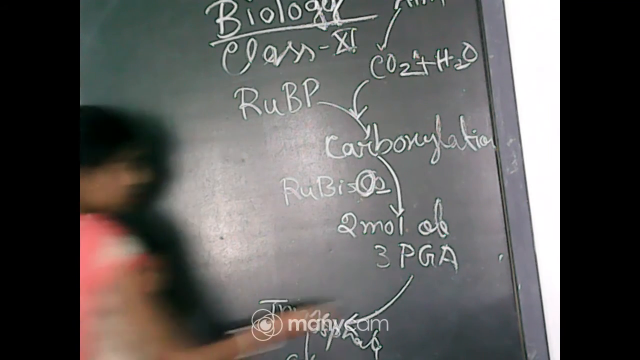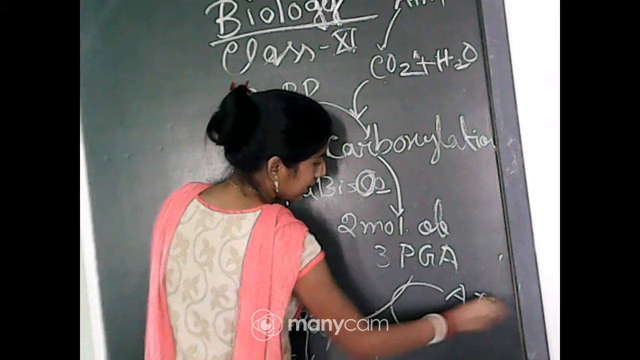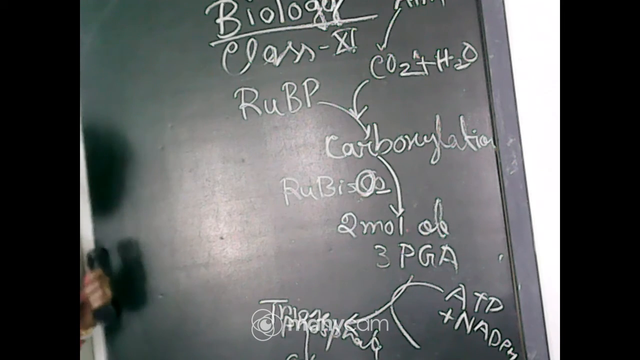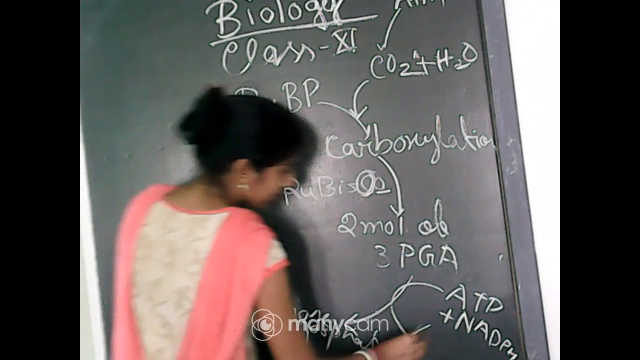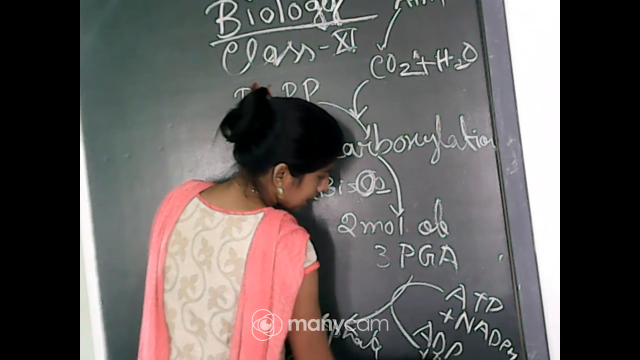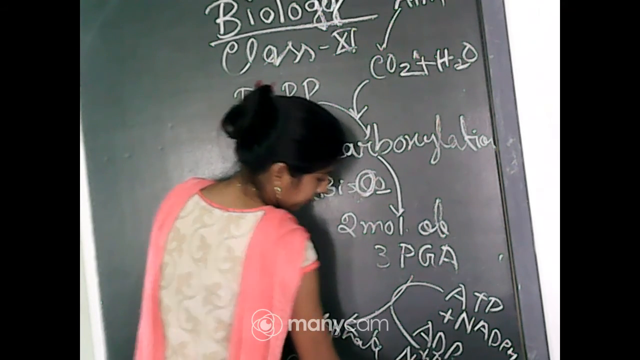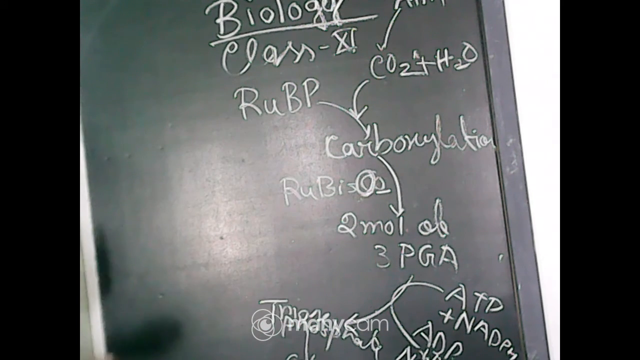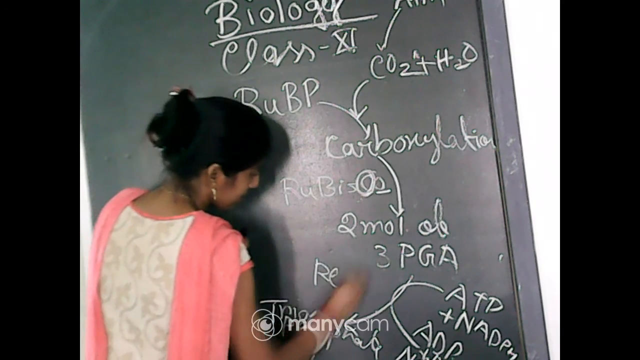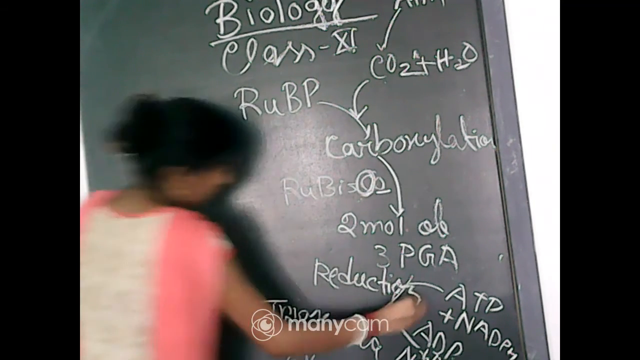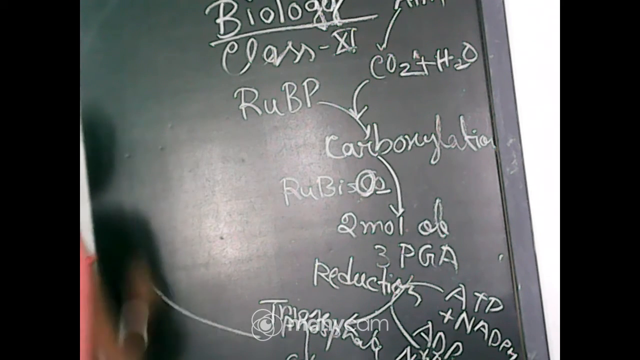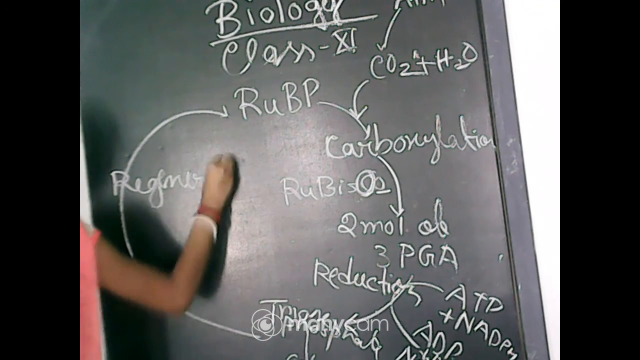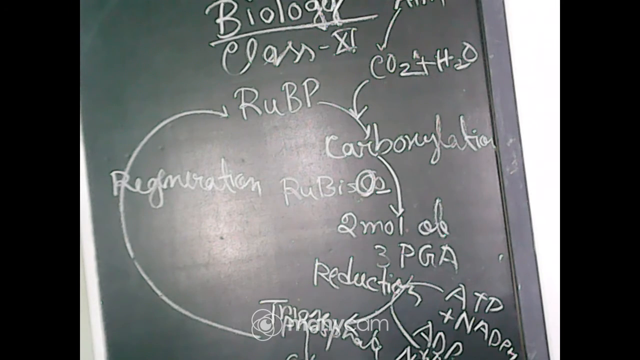Okay, and in this particular step what will be required? ATP plus NADPH for the phosphorylation, and what will we get on that side? ADP plus Pi and NADP+, right? So this step is called reduction, and ultimately what will happen? Regeneration of the RUBP will take place. Regeneration of what? Regeneration of RUBP.